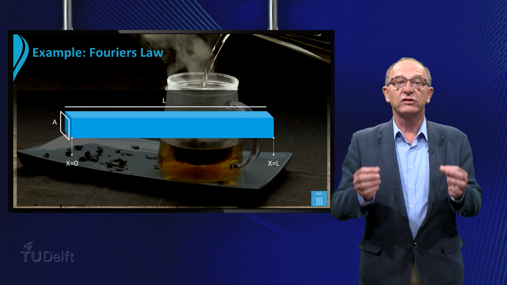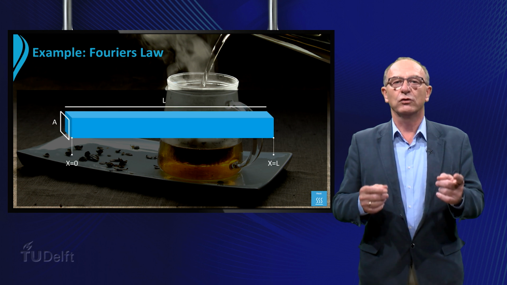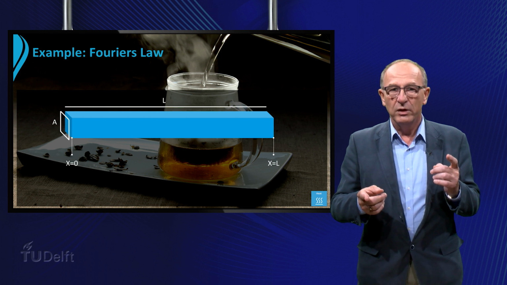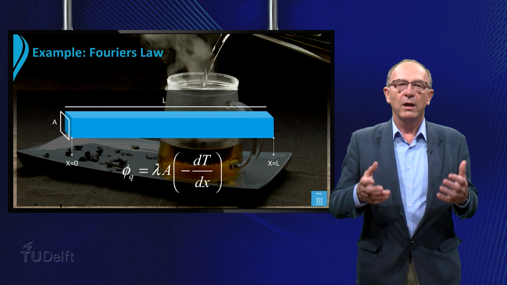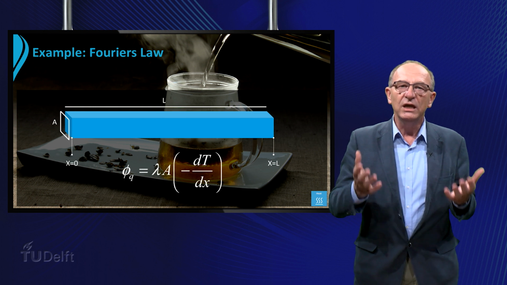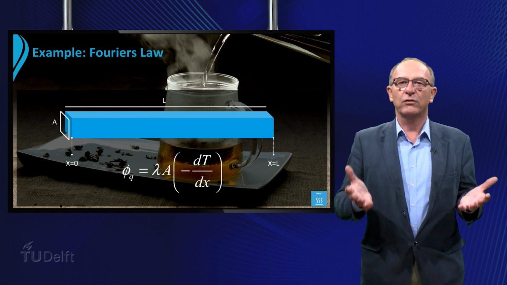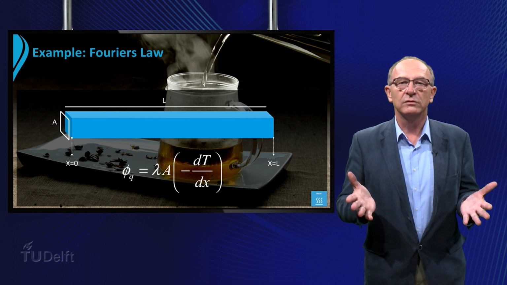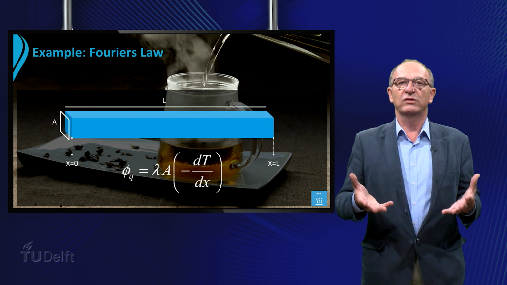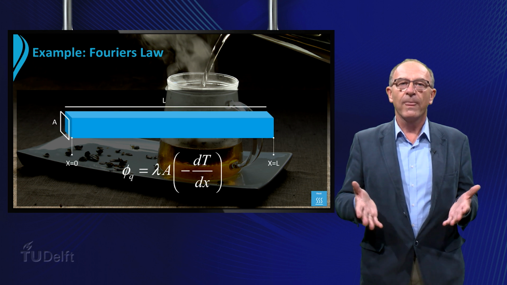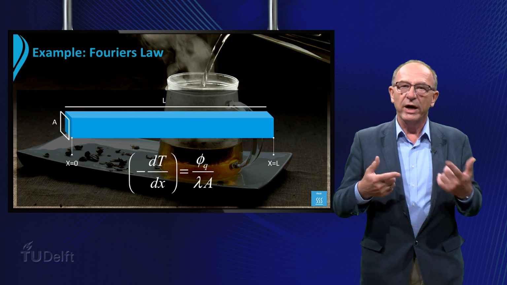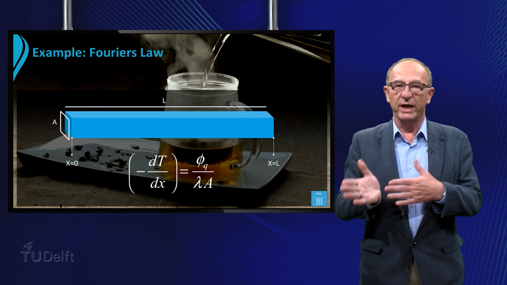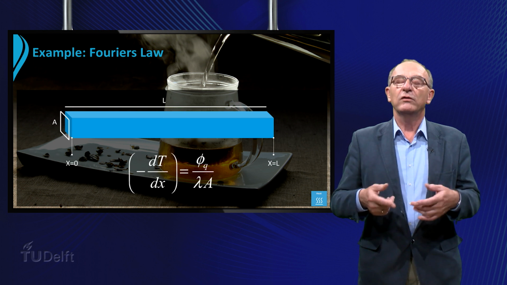If we now want to describe the one-dimensional heat conduction from x is 0 till x is L, we start with Fourier's law. In this example, the heat flow, the heat conductivity and the cross-sectional area of the bar are constant. As a result, the temperature gradient is also constant. This leads to the following equation. If we rewrite this equation in a temperature and place dependent part, we get the following result.